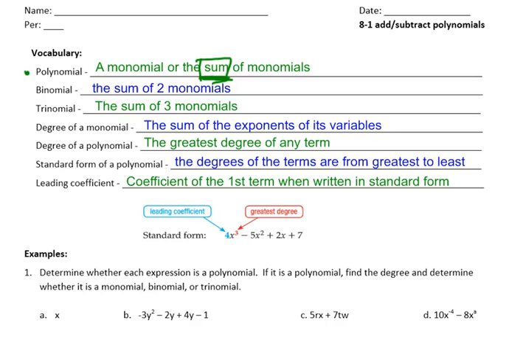We have two special kinds that we talk about: a binomial, which is the sum of 2 monomials, and a trinomial, which is the sum of 3. Hopefully that makes sense. Bi and tri mean 2 and 3.